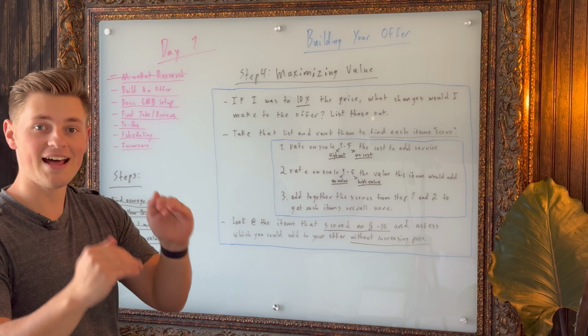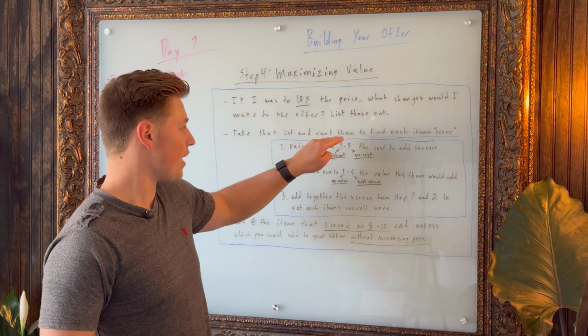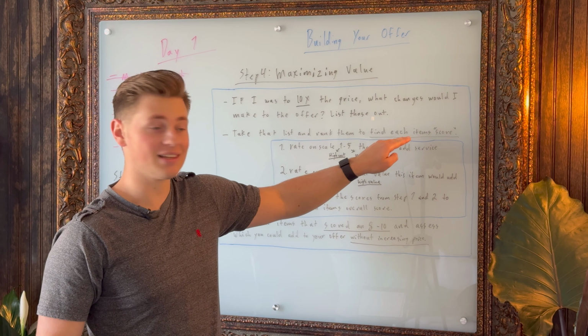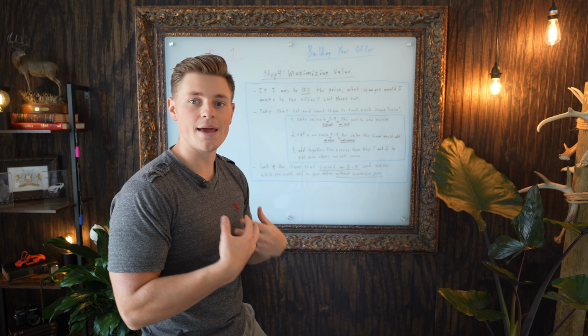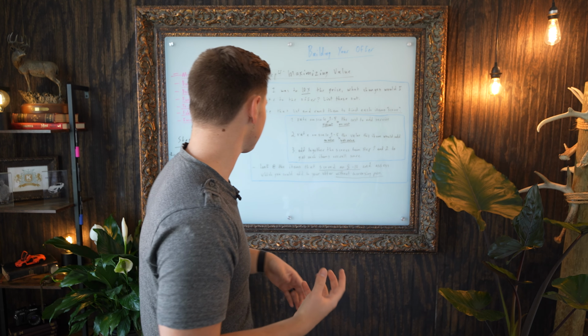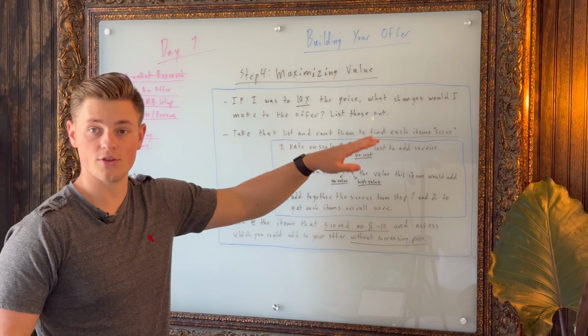Now, with that list in mind, I want you to take that list and rank them to find each item on that list's score. I put score in quotes because this is a score that I built. This is a process I developed personally. The 3-step structure for scoring those items.